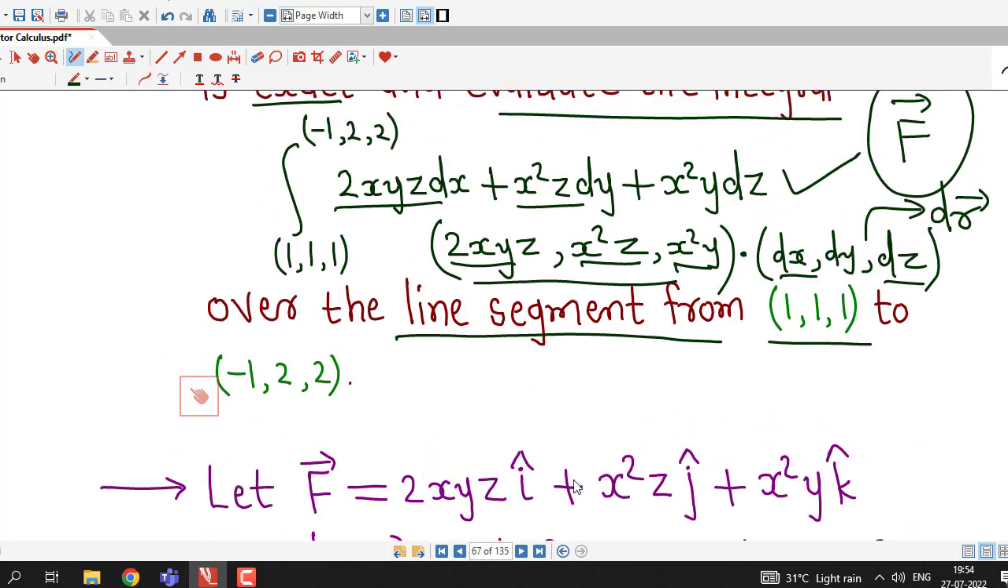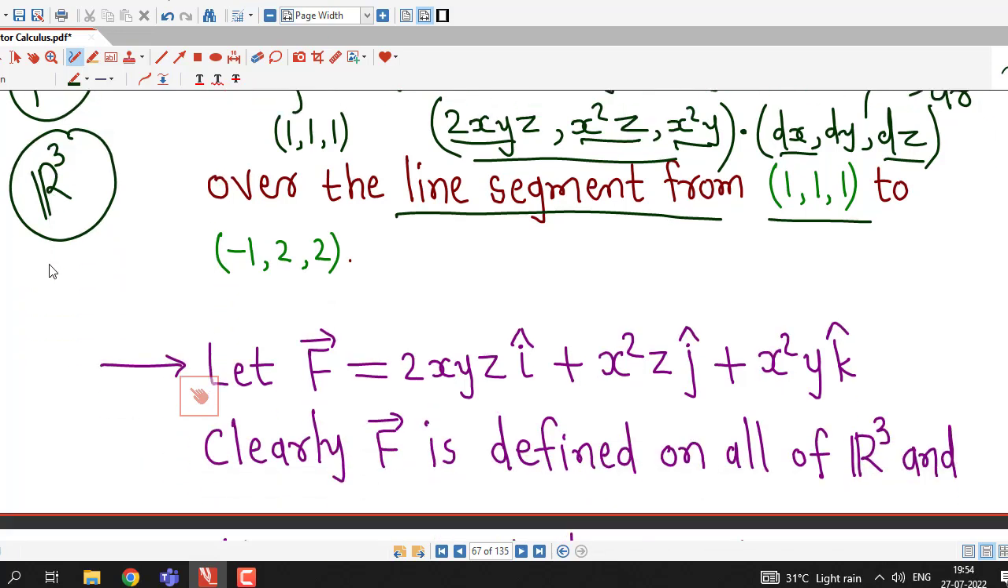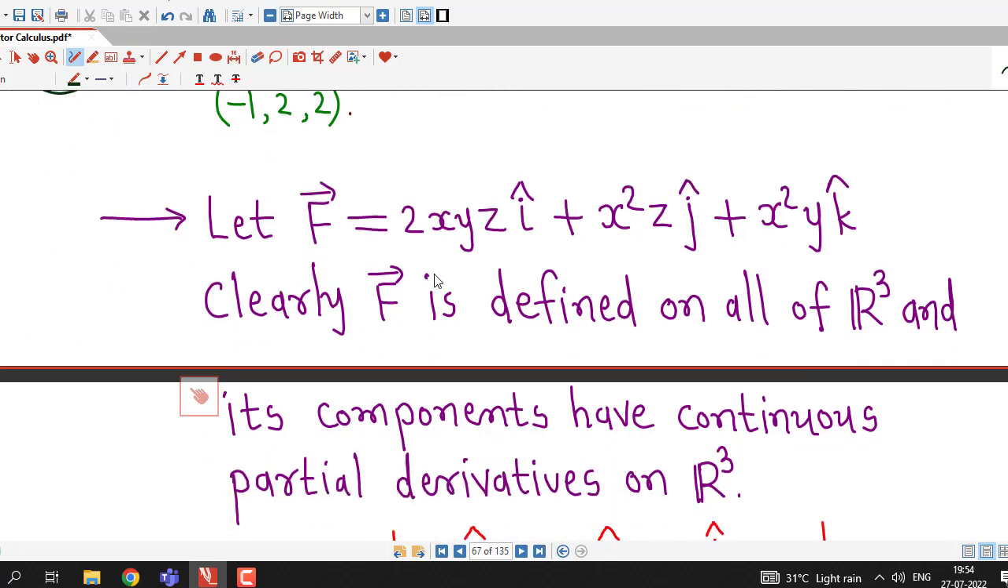We know that vector field f bar is conservative if it is defined at every point in R3 and its components have continuous first partial derivatives, and curl of f bar is a zero vector. So first we mention all these things.